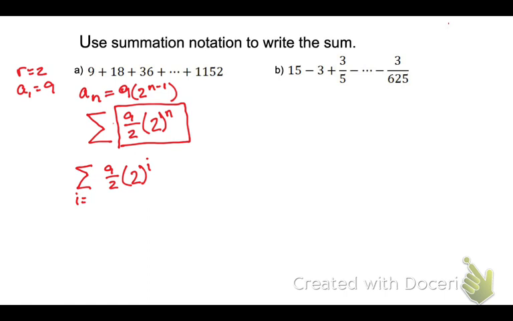What's your lower limit? 1 to what? I don't know. How are we going to figure that out? Well, we probably have to plug in the upper limit into this. We should set it equal to 1,152 to figure out my n, right? Why is that such a big number? Because that's the upper limit. The upper limit gave me 1,152, so we've got to figure out what that n is.